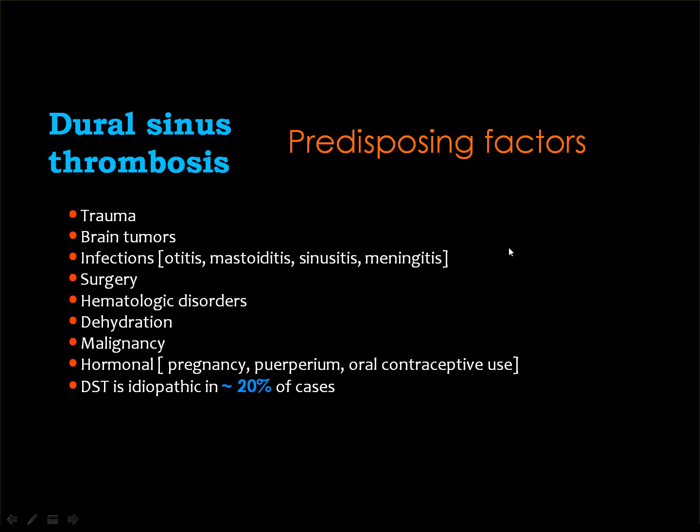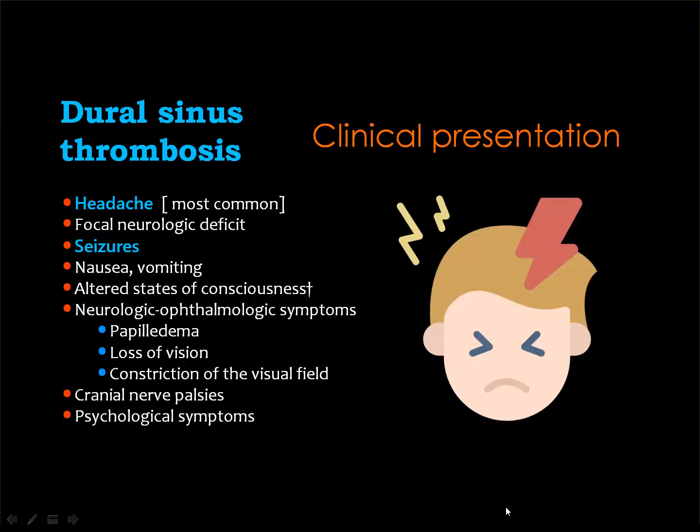Dural sinus thrombosis is similar to any venous thrombosis all over the body, and there are many causes, and 3 of these causes are related to the pregnancy. The pregnancy itself, and the puerperium, and the contraceptive pills. All these 3 factors can predispose to venous thrombosis, including others like the trauma, brain tumors, surgery, hematologic disorders, and so on. What are the symptoms of dural sinus thrombosis?